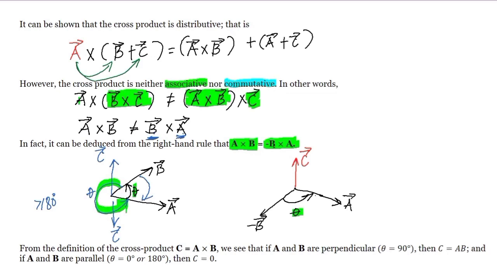From the definition of the cross product C, wherein this is equal to the cross product of A and B, we see that if the vector A and B are perpendicular, the angle is 90 degrees, then the magnitude of the vector C is just equal to the product of the magnitudes of the vectors A and B. And if A and B are parallel, the theta is either 0 or 180. The magnitude of C is equal to 0.